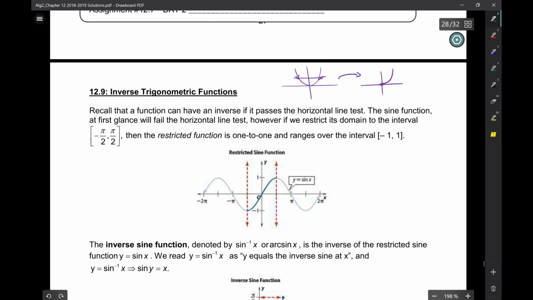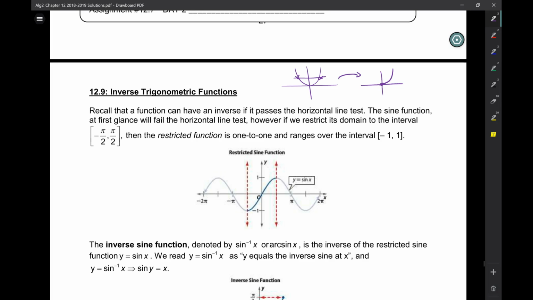Well, what we have to do is similar to what we did for the parabola. For the parabola, instead of taking the entire domain, we restricted it from 0 to positive infinity, and so that way it passed the horizontal line test. So what we do for the sine function is we cut down the domain. Instead of looking at the sine function from negative to positive infinity, we only take a small portion of it that would pass the horizontal line test.